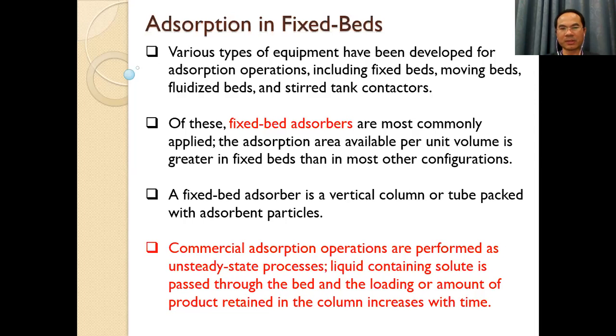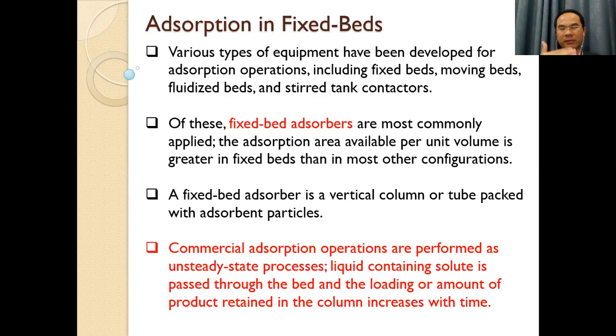The commercial adsorption operations are performed as unsteady state processes. What does that mean? Liquid containing the solute flows past the bed, and the loading, or amount of the product retained in the column, will increase with time. This is the unsteady state operation. That means the amount of adsorbate accumulated on the surface of the solid adsorbent will increase with time. In this case, only the fluid or solution is flowing, is moving.